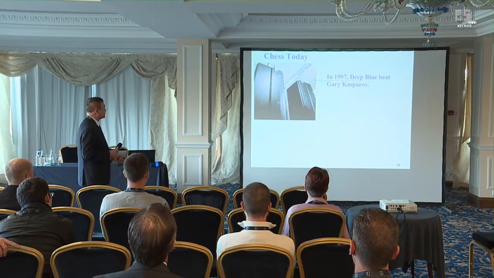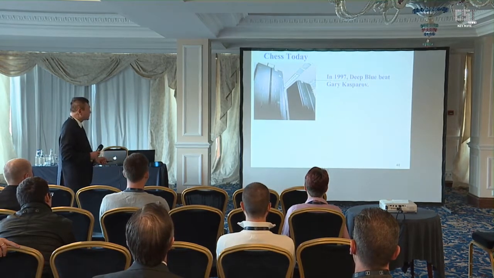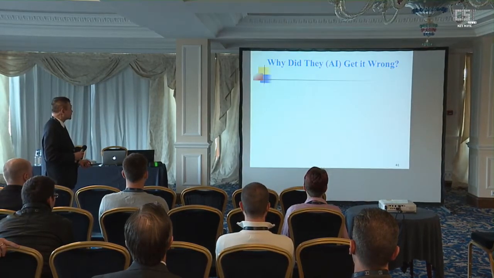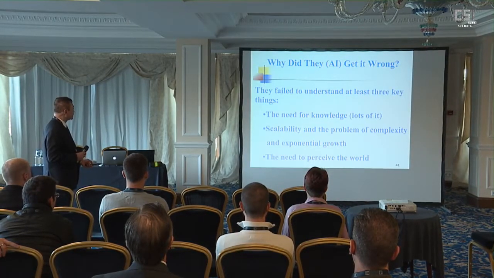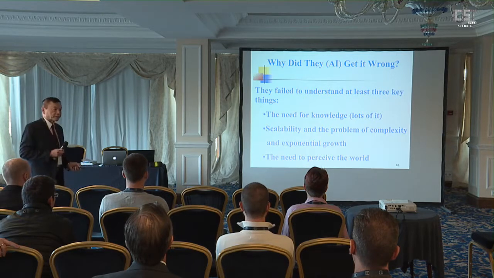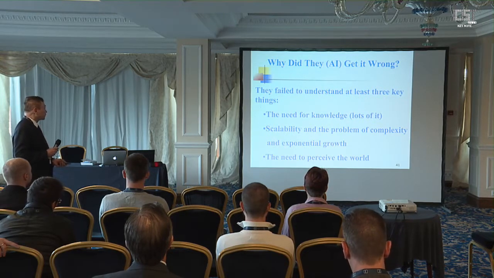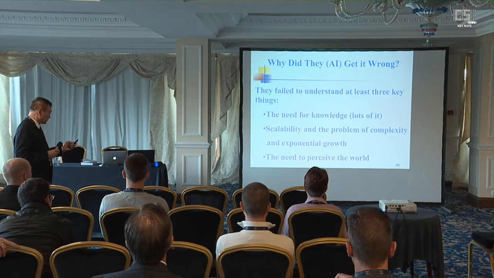Yeah, the chess I mentioned before, around 1997, is also called Deep Blue, Garry Kasparov. Those are Western chess. And there are still some weaknesses of AI, of course, if they fail to understand at least three key things. First, the need for knowledge. Let me underline this word, knowledge.